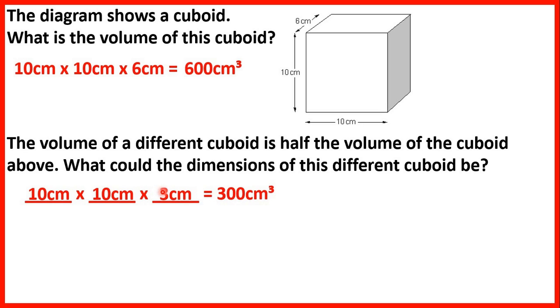So notice, if you halve one of the numbers in the dimensions of the cuboid, so halve either the length, width or height, you halve the volume of the cuboid. You can leave the other two the same.